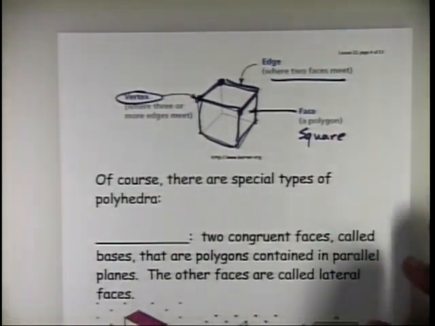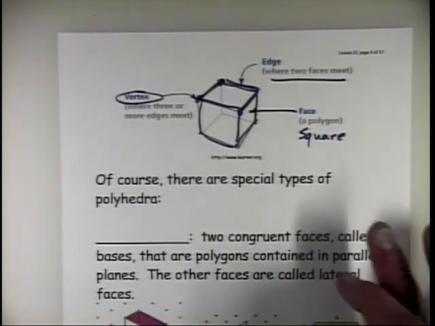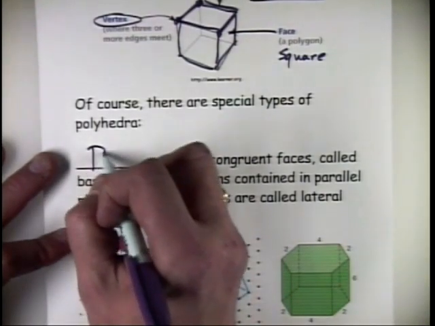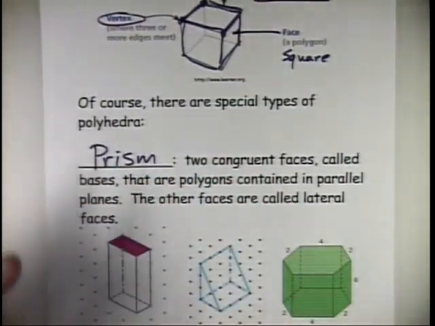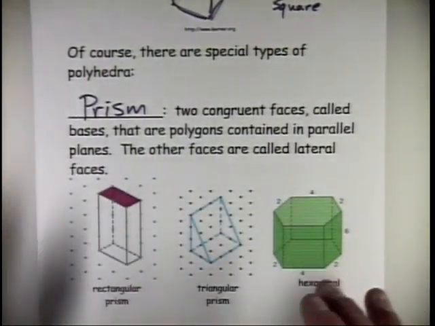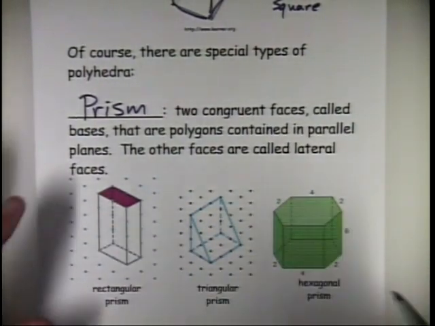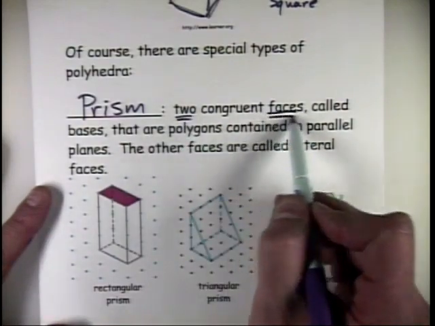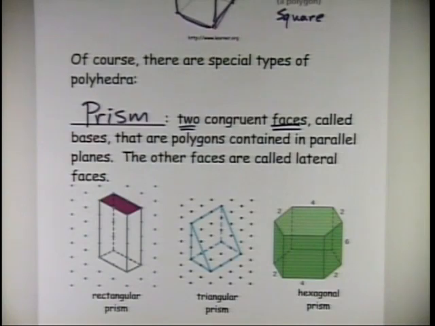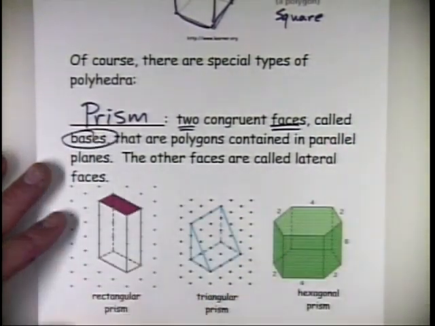Now, just like there's special polygons, there's going to be special polyhedra, of course. And the first type that we're going to look at, one of two types, is a prism. Now, if you've done any experiments in a science class where you've refracted the light into its primary colors, you probably did it with a prism. A prism has a very specific mathematical definition, and here's what it is. We have two congruent faces. Congruent faces, remember, means the polygons making up the faces have corresponding sides that are the same length and corresponding angles, and we do call those the bases.